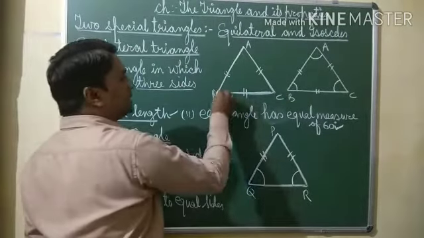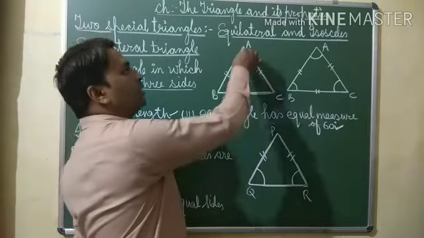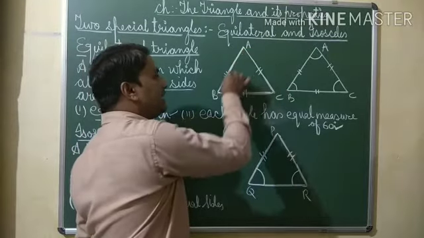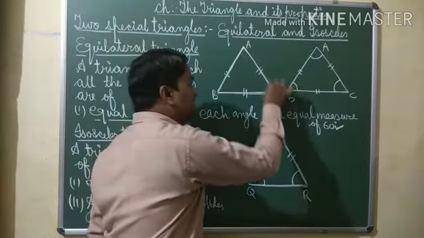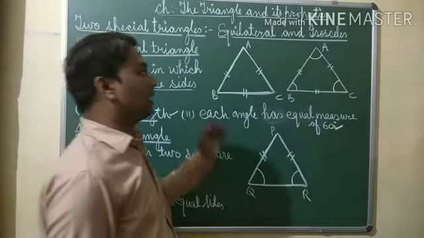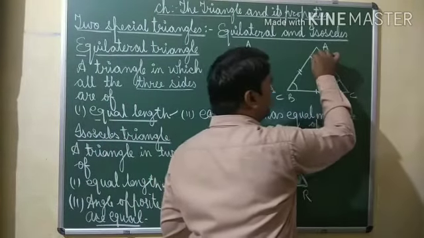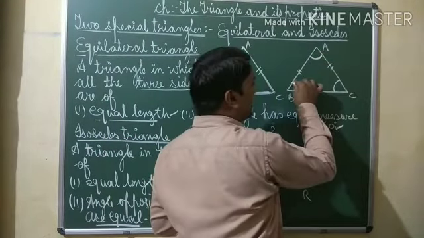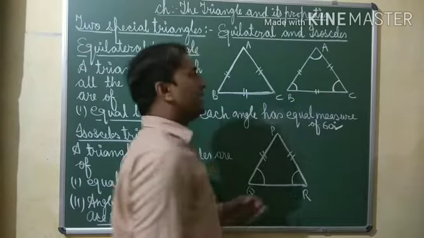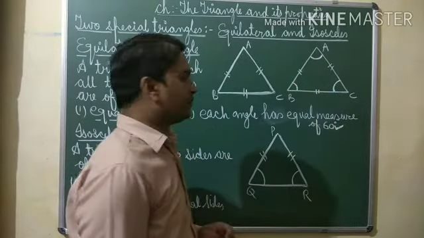Triangle ABC is said to be an equilateral triangle if all the three sides of triangle ABC, that is AB, AC and BC, are of equal length, and each angle of triangle ABC, that is angle A, angle B and angle C, are of equal measure, and each angle of triangle ABC be 60 degree.